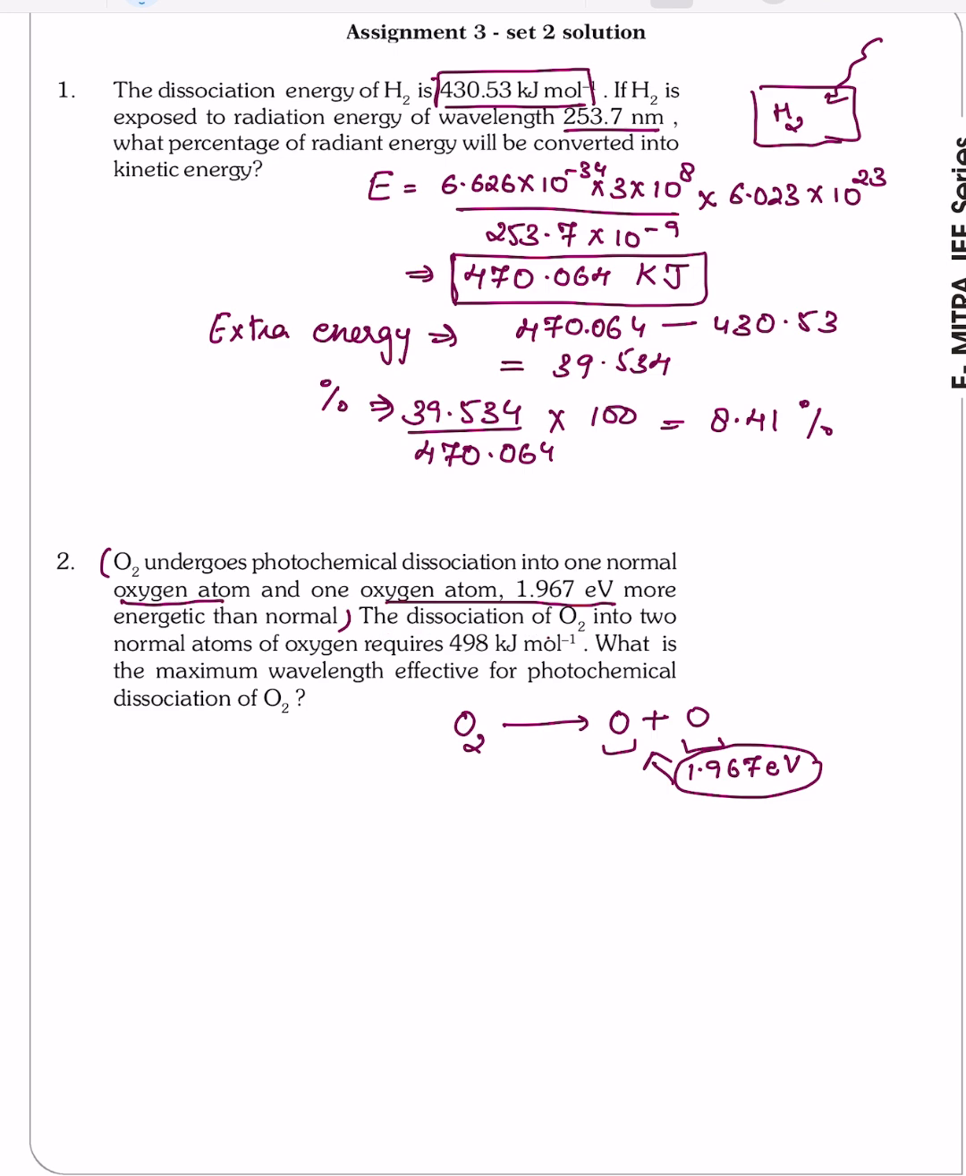Correct? So let's read further. The dissociation of O2 into two normal atoms of oxygen requires these many kilojoules. Okay. Now, this is case 1. If it were the second case, that O2 directly dissociates into O plus O, and both are normal oxygen atoms, then the energy required would be 498 kilojoule per mole. What is the maximum wavelength effective for photochemical dissociation of O2?